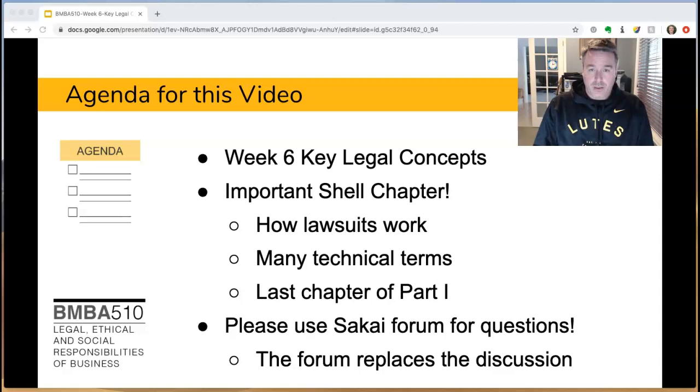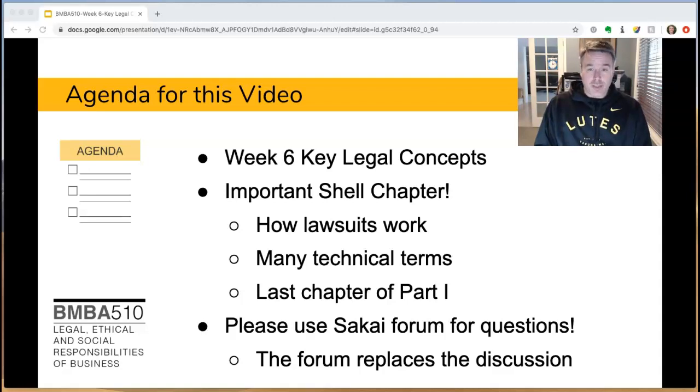Okay, so week 6 legal concepts. Now, this chapter from Shell this week is incredibly important because it is the chapter that describes how lawsuits actually work, the order and the flow of them, and how you go from filing to trial. And it's important to know because most cases, as we'll talk about, don't make it to trial. So it's really important to understand the steps along the way so that you can make good business decisions about when and whether to try to settle.